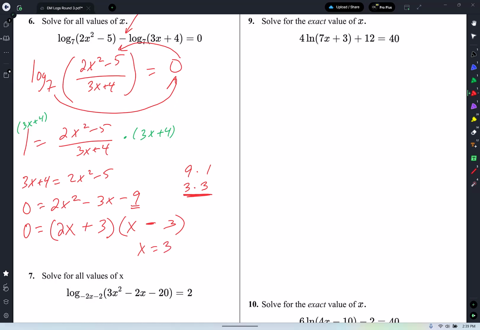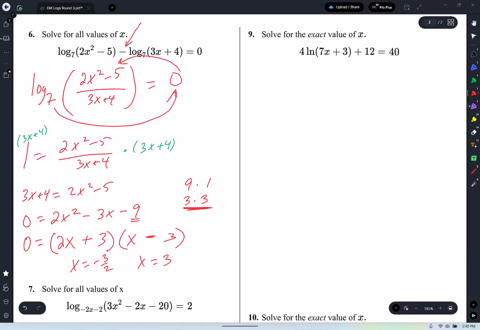x equals 3. x equals negative 3 over 2. So catch up to here. One of them is going to work. One of them is not. Which one's not going to work? The negative 3 over 2 will not work. You can have a negative x value, but you cannot have a negative inside your argument. When I plug in a negative 3 over 2, you will get a negative. Look, you get a negative 9 over 2 plus 4. That's still going to be negative.